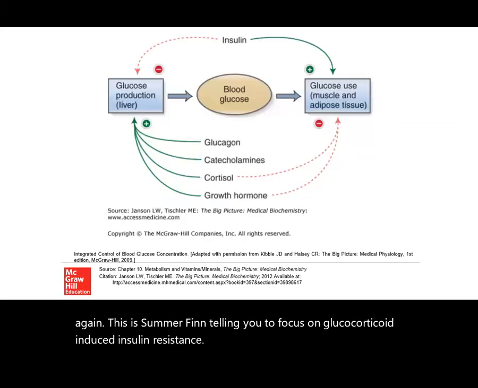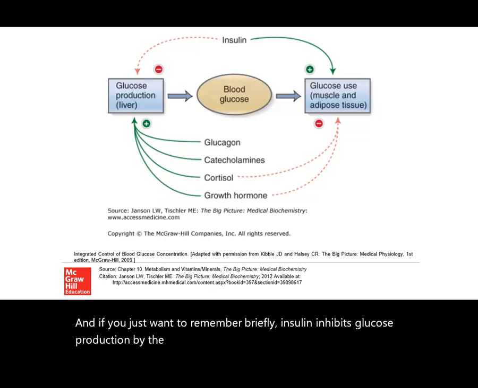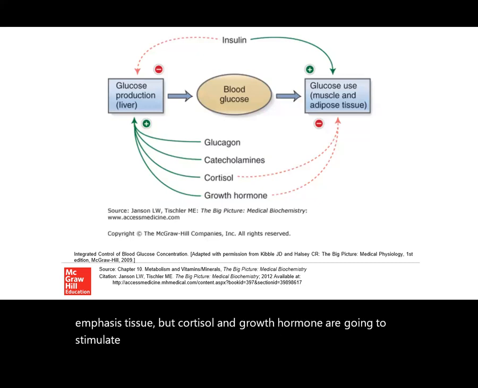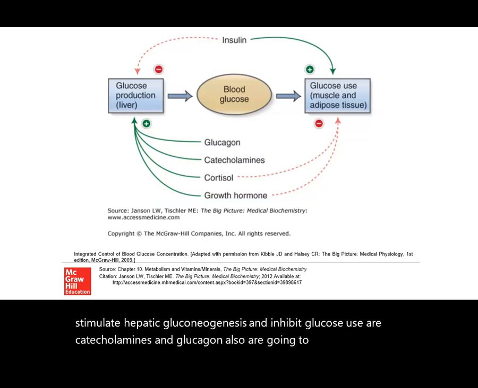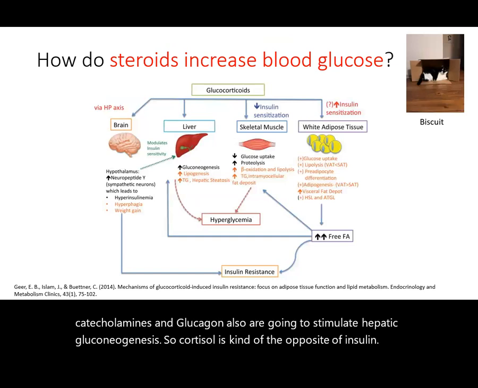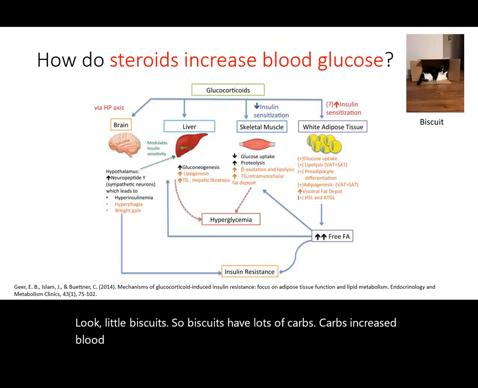And if you just want to remember briefly, insulin inhibits glucose production by the liver, stimulates glucose use by muscle and adipose tissue, but cortisol and growth hormone are going to stimulate hepatic gluconeogenesis and inhibit glucose use. Our catecholamines and glucagon also are going to stimulate hepatic gluconeogenesis. So cortisol is kind of the opposite of insulin. Look, little biscuit. So biscuits have lots of carbs. Carbs increase blood glucose. So do steroids.